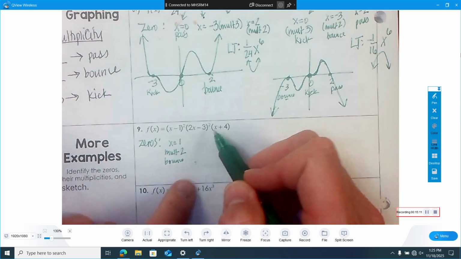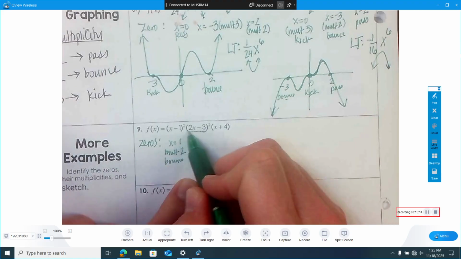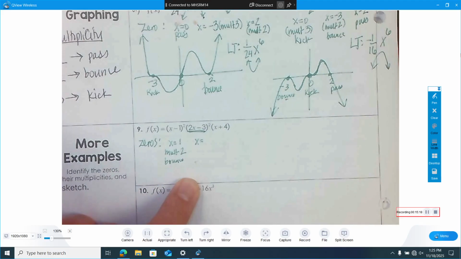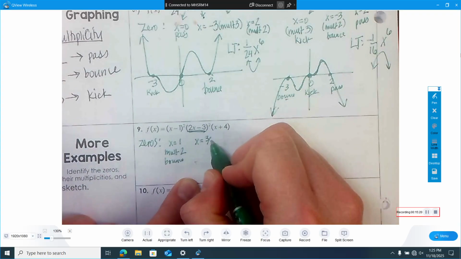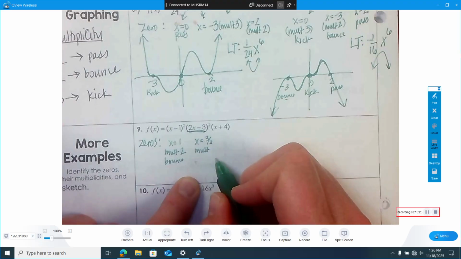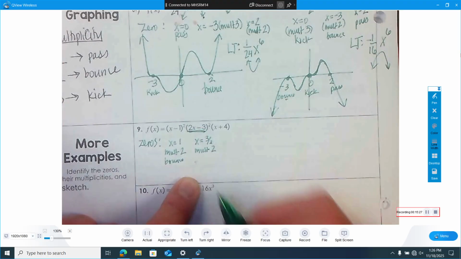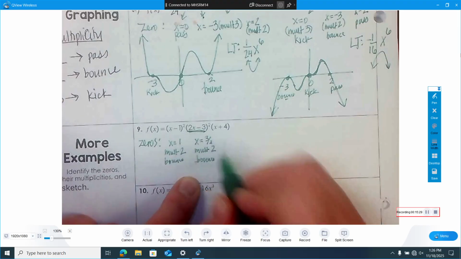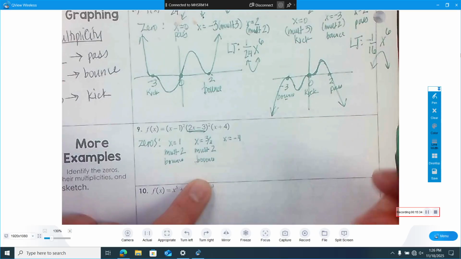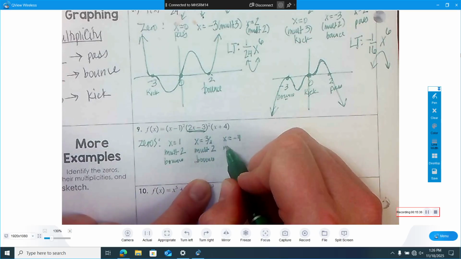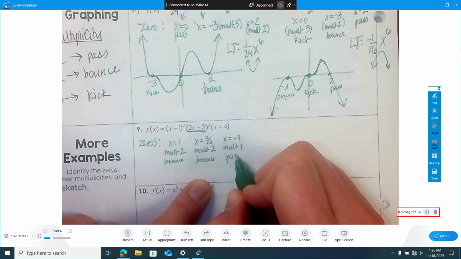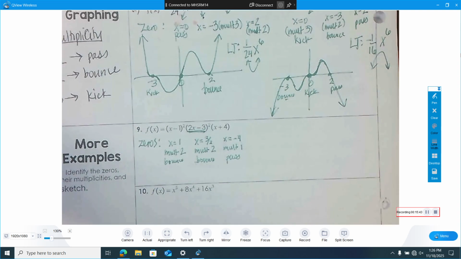All right, this one, what's the 0 here in 2x minus 3? 3 over 2, very good. Add 3, divide by 2. And what's its multiplicity? 2. Again, it's got a power of 2. So again, that's another bounce off of the axis. And then our last one here is x equals negative 4. And what's its multiplicity? 1. So that is just a pass straight through.